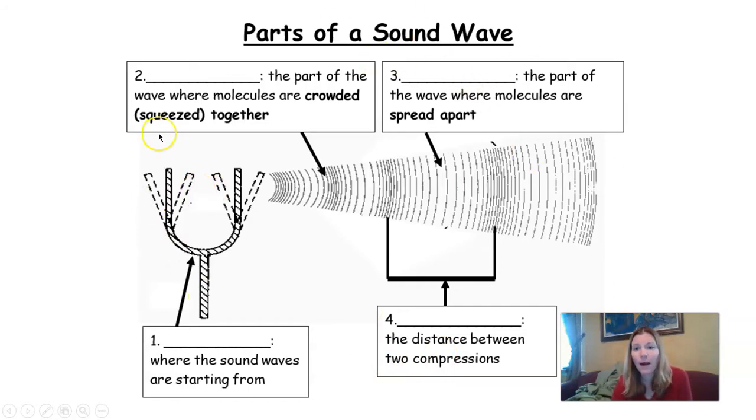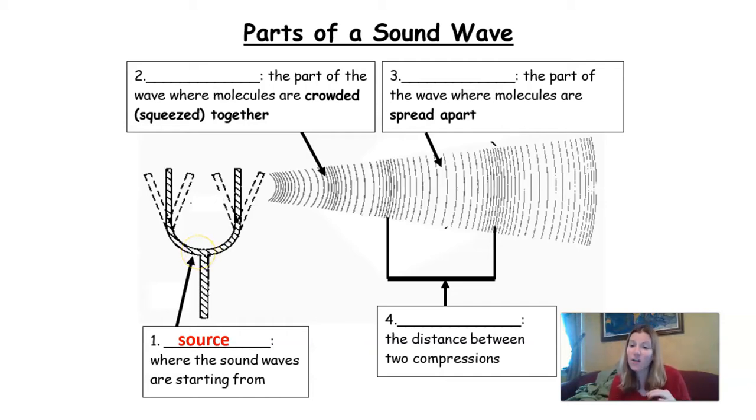So let's take a look at the parts of a sound wave. These four vocabulary words are really important because we're going to use them throughout the rest of our unit to help us better understand why we have different types of sounds. First, anytime you have a sound, there's got to be some type of source. That's where the sound wave starts from. And you know that because anytime you hear a sound, you turn your head to figure out where it's coming from. You're looking for the source. What is it that's vibrating, that's starting the sound?